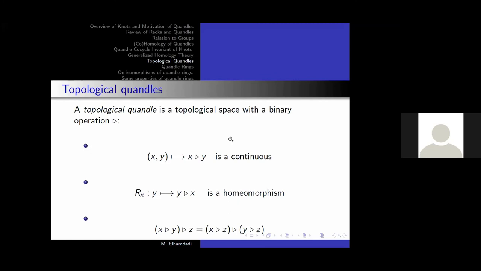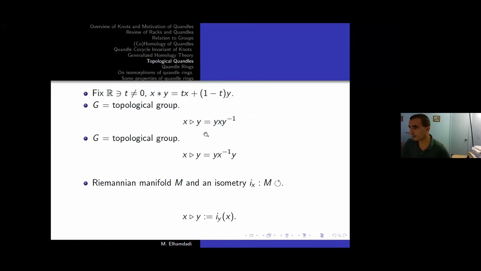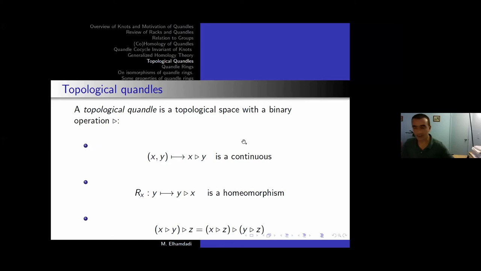Okay, then let's talk a little bit about topological quandles. Earlier I was discussing just set theoretical quandles, then sets, and the maps were just isomorphisms or just bijections. If you want to talk about topological quandles, you start with a topological space, and you have a binary operation, and you require this. That the binary operation has to be continuous because you are in the category of topological spaces. And the right multiplication, previously it was a bijection, now I have to require it being a homeomorphism. And the right distributivity is here then. This is the definition of topological quandle, basically a quandle in the category of topology.